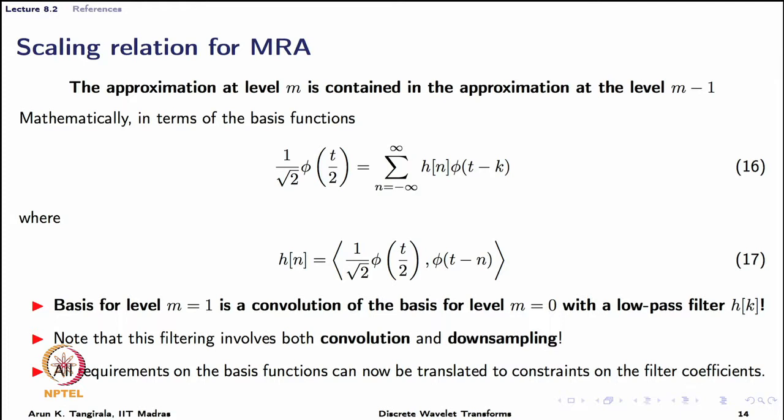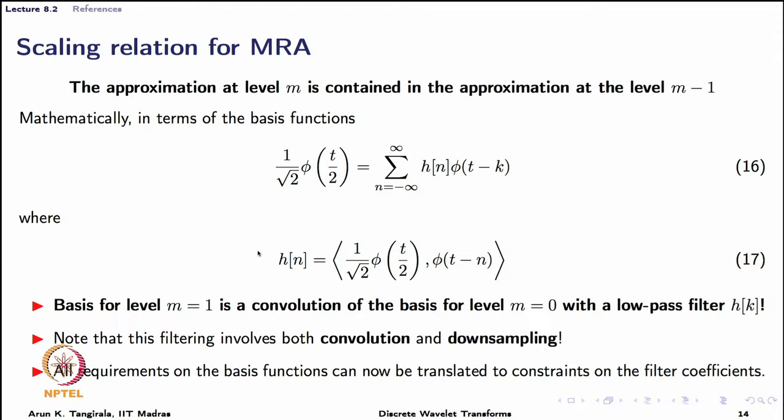Now, equation 16 actually looks like a convolution equation, but there is a difference. On the left hand side, you are not obtaining some function of t, but a function of t by 2. So, there is a convolution followed by some downsampling, in fact exactly downsampling by a factor of 2. This is different from the regular convolution, and this is what we will notice in the pyramidal algorithm.